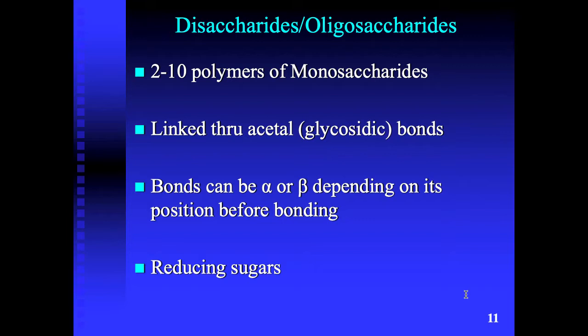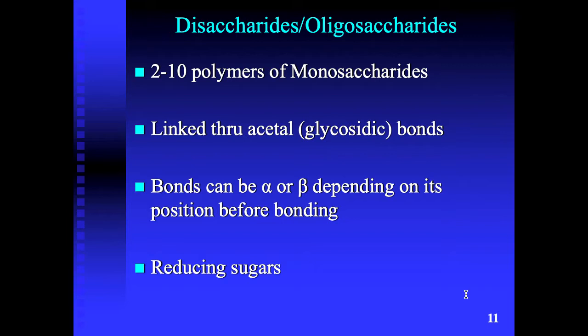Okay. So now let's talk about how they link, what we call those bonds, and why they're important. So kind of the next step to this: disaccharides and oligosaccharides contain between 2 and 10 monosaccharides linked together. Any more than 10, we call them polysaccharides. These are linked through acetal or glycosidic bonds. I tend to say glycosidic. And the bonds can be either alpha or beta depending on its position before bonding.